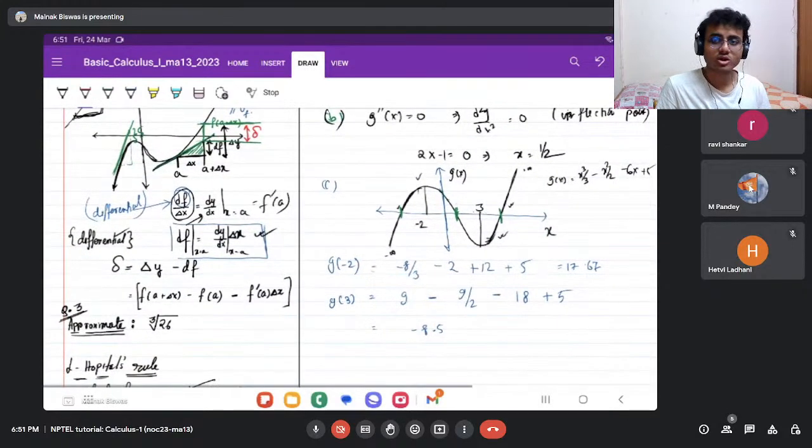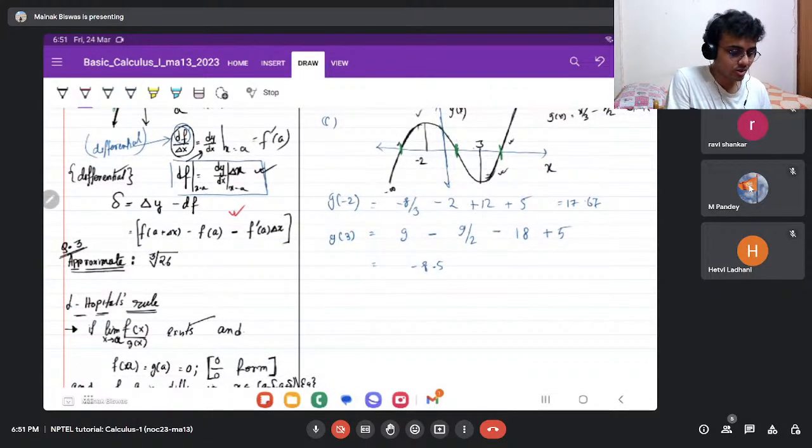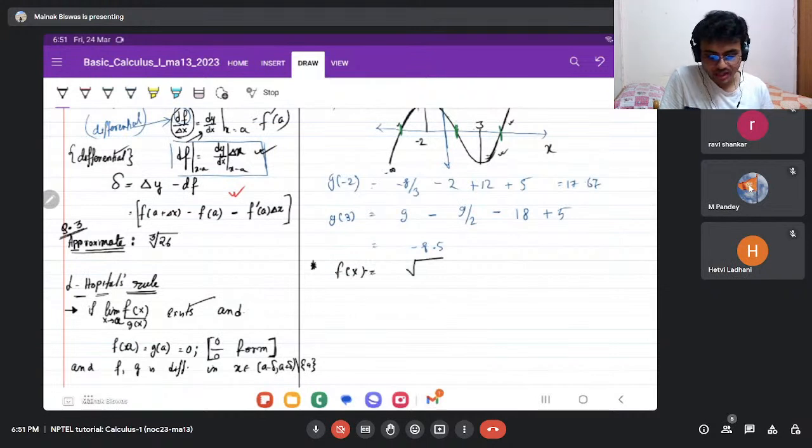You can approximate your original curve. This is my idea. So let's see. This is what I told below. Now let's solve this question. Now we come to the interesting part of the session today. f(x) is equal to the root of 26. So how do I do this? Any idea?